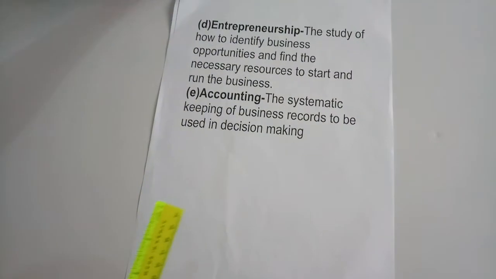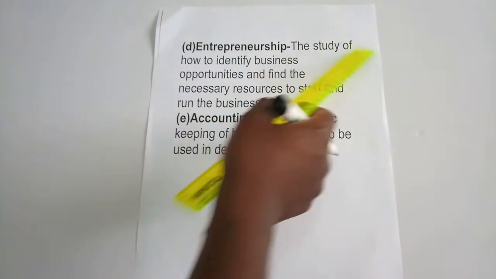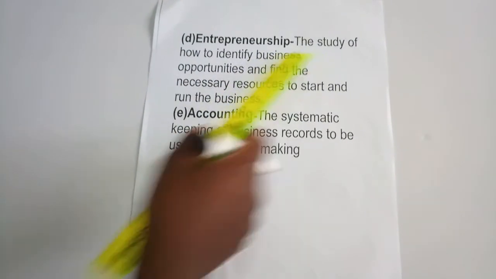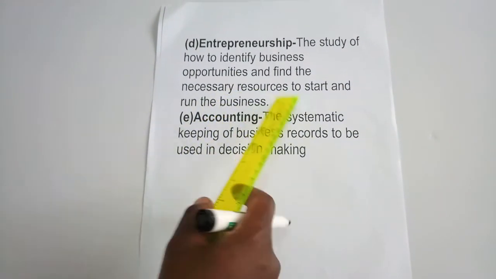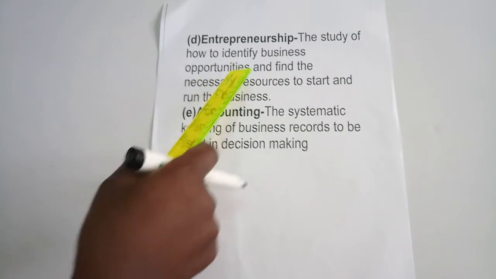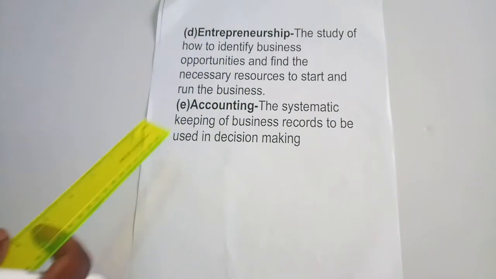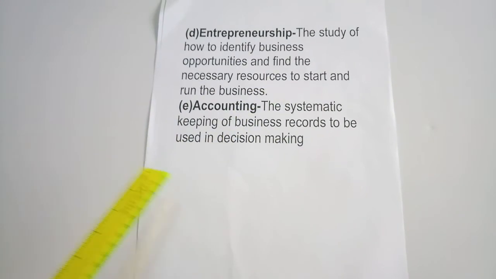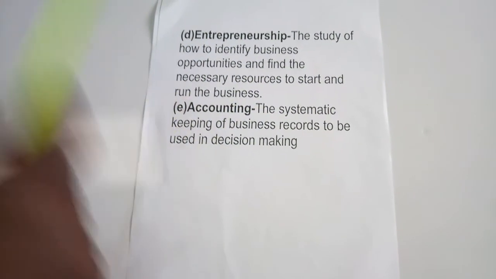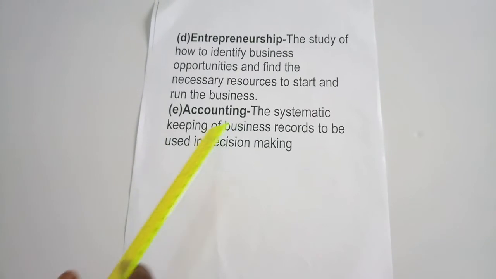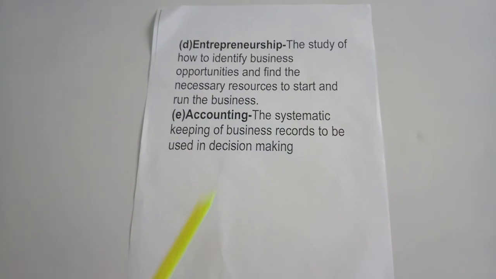We go to the other part. It's called entrepreneurship. Now, what is entrepreneurship? It is the study of how to identify business opportunities and find the necessary resources to start and run the business. So you must be keen on the opportunities when they emerge, and once you note them, you must work hard to find the resources required to start and run the business. Whoever engages in this activity is called an entrepreneur. This is a very key part of the economy of any country. This component will be covered in a topic called entrepreneurship in Form 1.